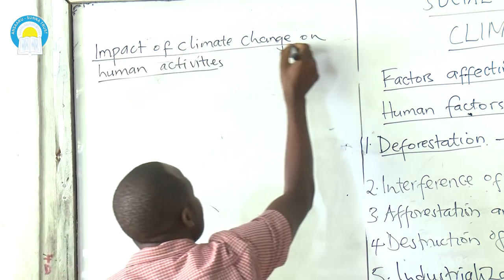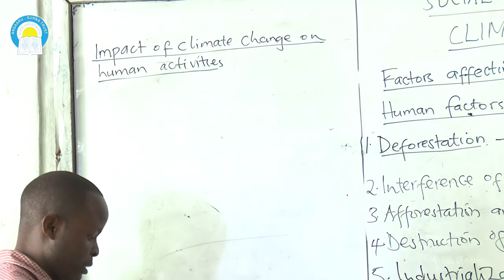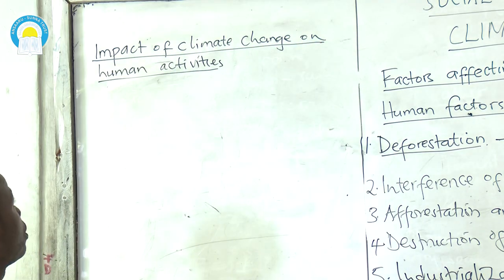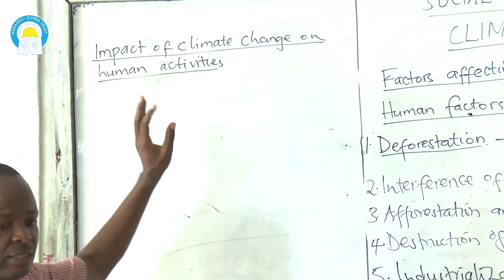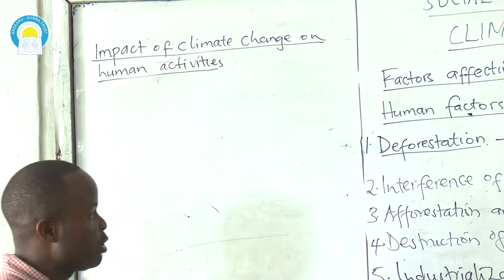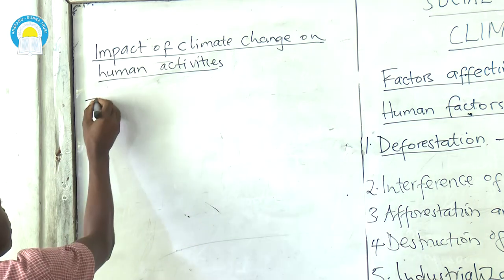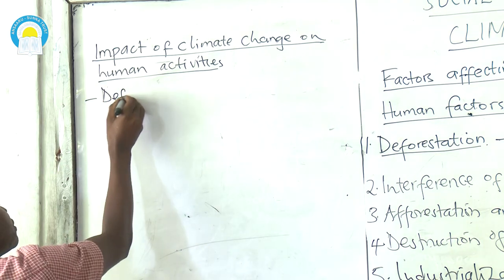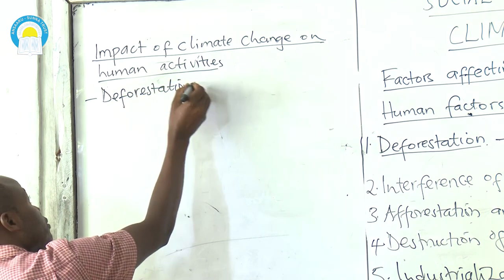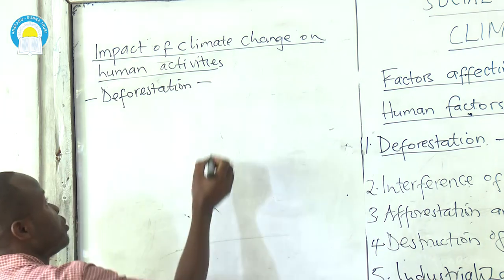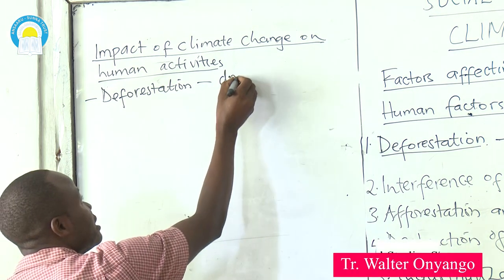When the climate of an area changes, how will it interfere with human activities? Like we are talking about deforestation. Deforestation will lead to drying up of rivers.